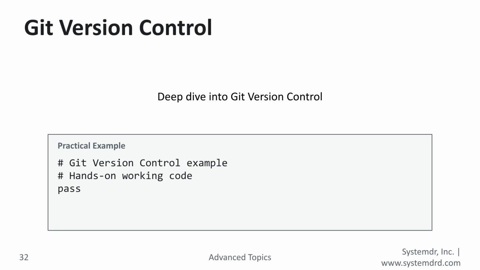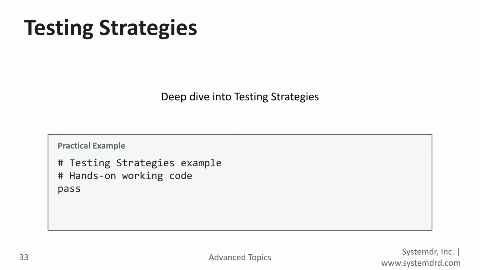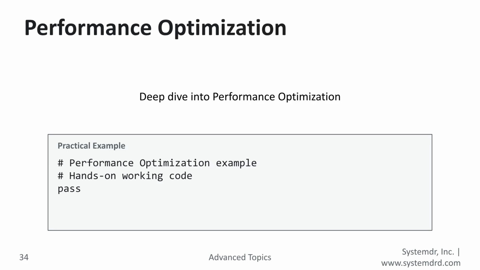Understanding Git version control is crucial. We'll take a deep dive into Git workflows, complete with a hands-on working code example to demonstrate practical version control. Next, we cover testing strategies, diving deep into unit, integration, and end-to-end testing. We'll provide a practical example of working code to show effective testing methods. We then tackle performance optimization. This deep dive will cover techniques for writing efficient code, complemented by a practical, hands-on example.